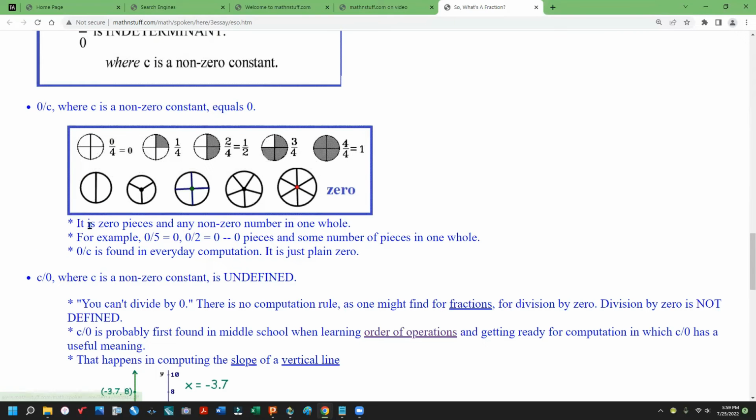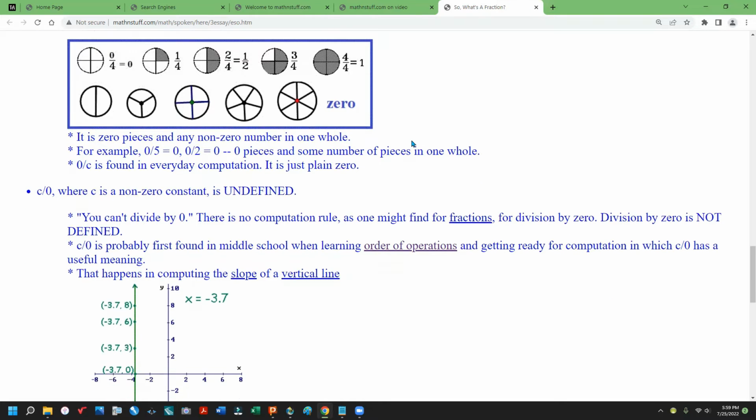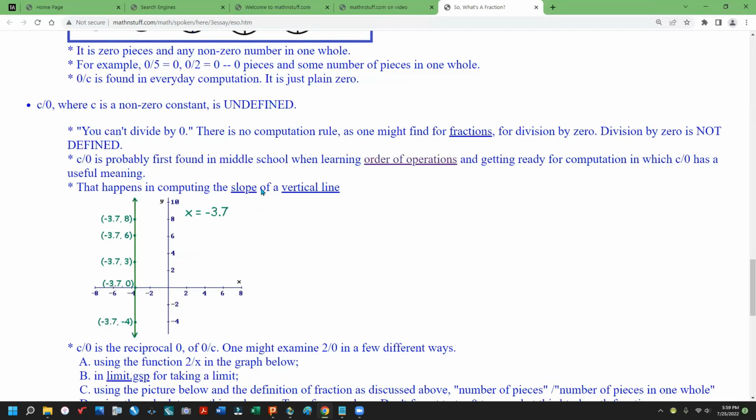A 0 is, it is 0 pieces and any non-zero number in one whole. 0 over some number is found in everyday computation. It's just plain 0. You've been using it since you were in 4th grade, probably.